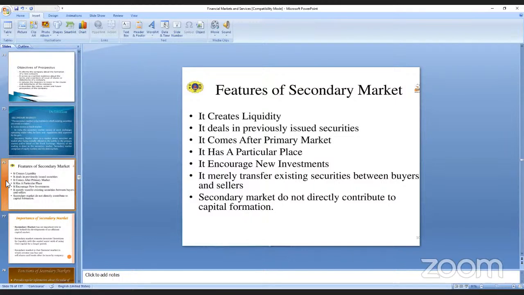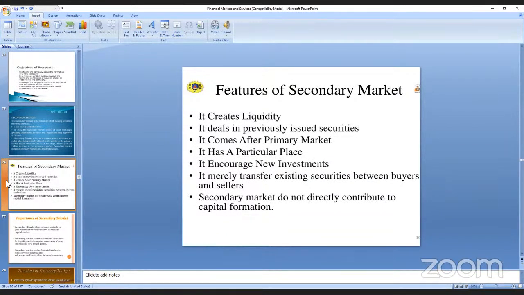Okay. And this secondary market encourages people toward new investment. Once I buy, I will be thinking of investing the money. When you go to the secondary market, it encourages me toward new investment. It will show us the way. And it merely transfers existing securities between buyer and seller, and this is the place.